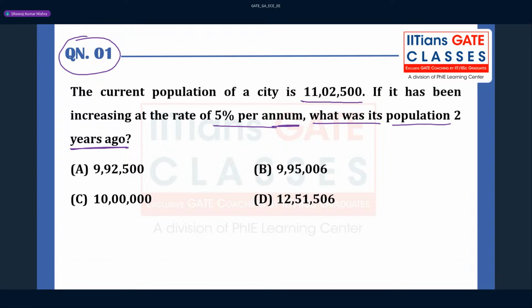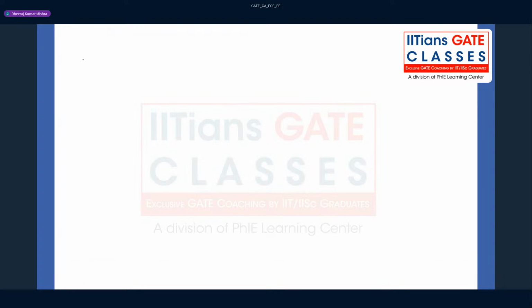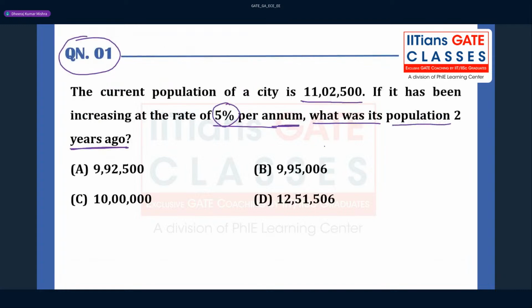Since they have given the current population, you have to go back. They have said 5% increase, which means you can decrease 5% each year. Suppose we have 1,12,500. You can just decrease 5% here. Whatever 5% of this is, you have to subtract from the actual value. So you will get some value here, and again you have to decrease 5%, so you subtract again some value. Then you will get the population 2 years back. This option will be correct here, 99,5006. This is the correct answer for this question.